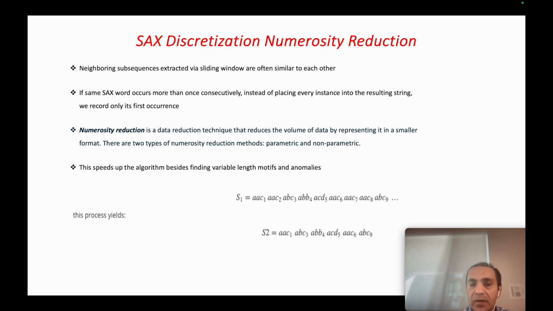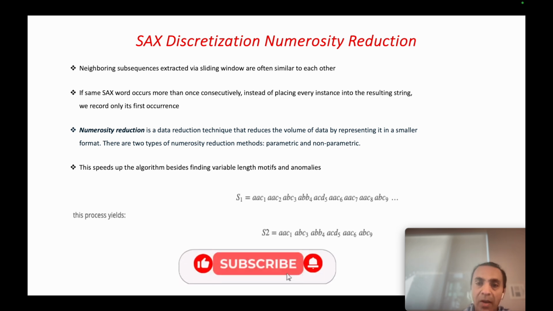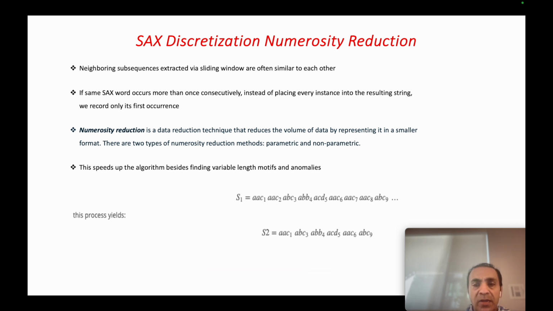So the process here, for example, in S1, we had two consecutive occurrences of the words AAC and AAC. So numerosity reduction deleted one AAC2 because both of them are occurring consecutively and they are similar, so it removed one of them. However, if it occurs later on, for example AAC6 and AAC7, there also we removed AAC7 and kept only one occurrence of that bag of words.